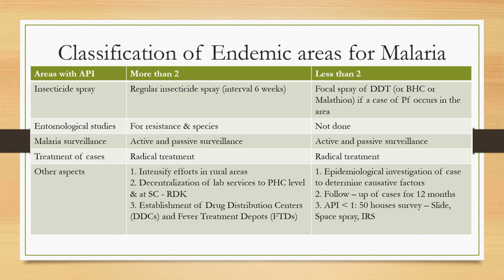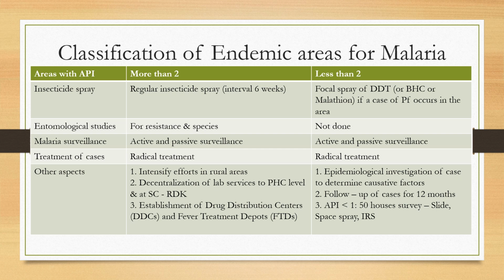If API is more than 2, then we have decentralized laboratory services to PHC level, but reality is we are still lacking in human resource. Laboratory technicians are not available. And nothing to say about subcenters. Laboratory diagnosis or microscopy is not convenient, not feasible at subcenter level. So we have health workers collecting the slides and sending the slides to the PHCs. But this may take 2 to 3 days for the results to come.